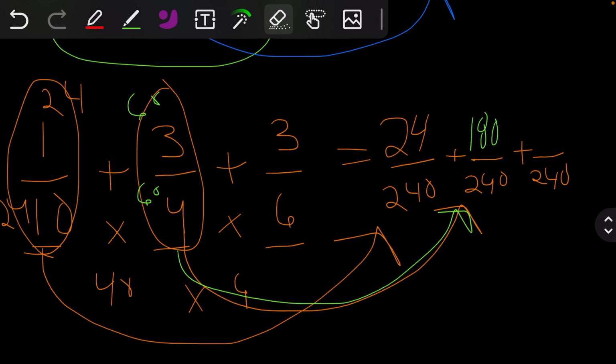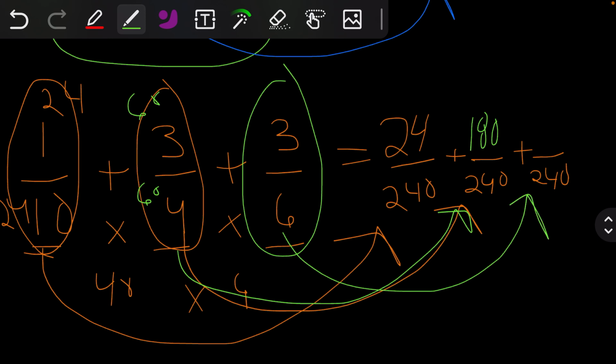And lastly, we have 6. We started with 6 as our denominator for this third fraction, and we somehow wound up at 240. And the way that happened is we scaled up this denominator by 40. 6 times 40 is 240. So again, to make sure that the fraction stays balanced, we have to also multiply the numerator by 40. Let's see, different color. 40 times 3, that will be 120.